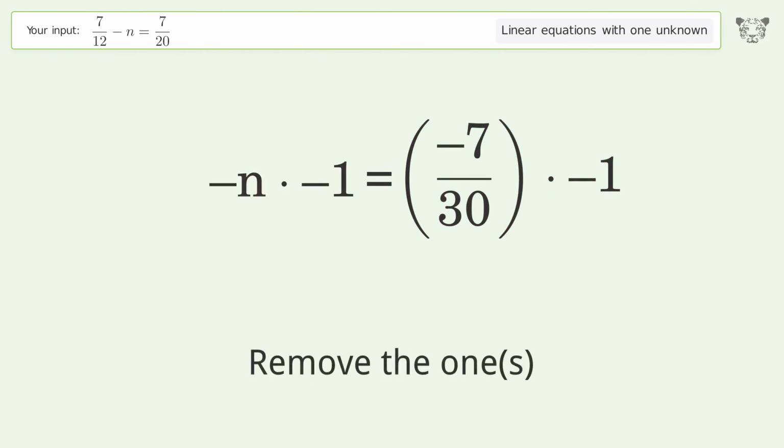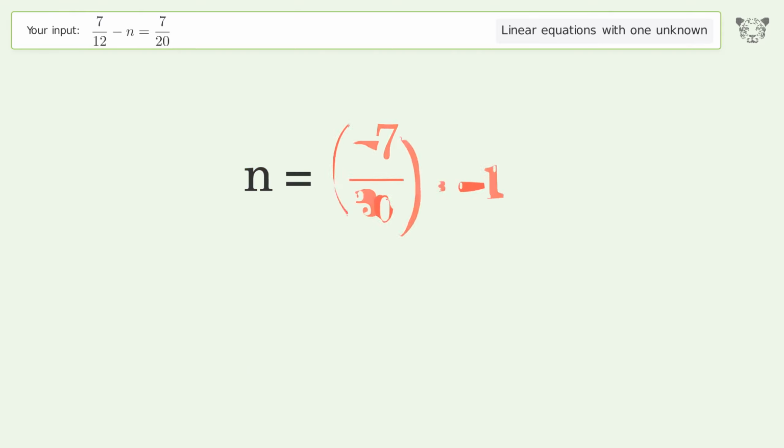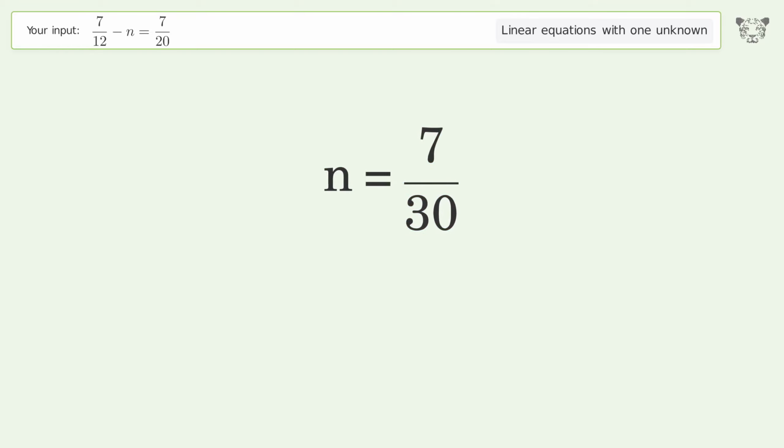Remove the ones. And so the final result is n equals 7/30.